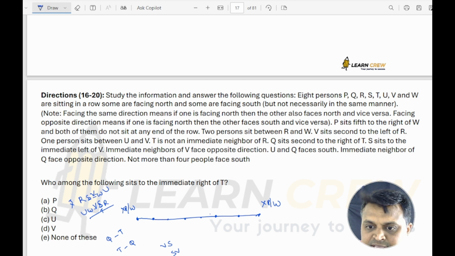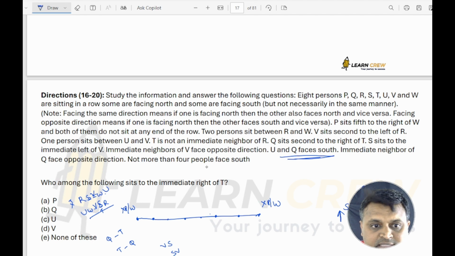Let me consider V is facing north. So S is to the immediate left of V and immediate neighbors of V face opposite directions. Here immediate neighbors of V are S and W. If S and W are both facing south, U and Q also face south, which would exceed the limit. Both are not facing south. One is facing north, the other is facing south. So I am taking S to be north and W to be south.